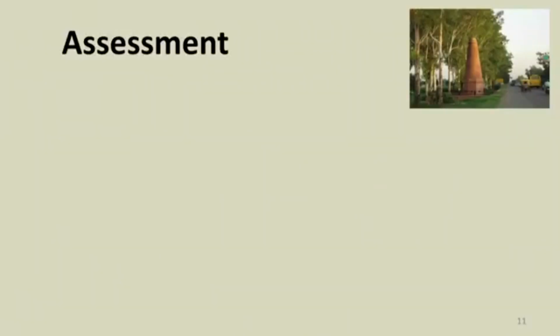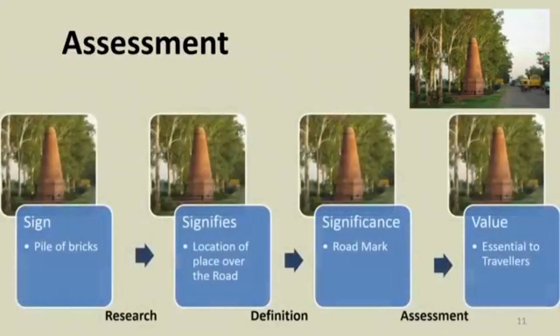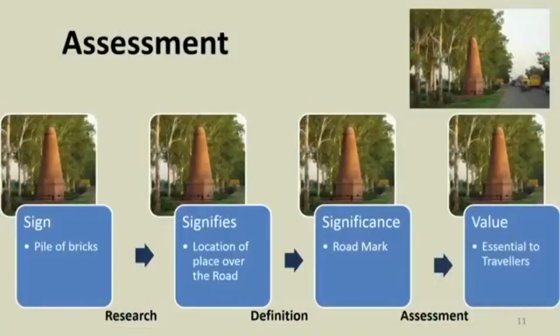So, let us see how we assess the Coast Minar. First of all, as it is a sign, it is just a pile of bricks put in a very specific form, and it signifies the location of that particular place or the distance over the road. That should come from the research, showing how these independent structures, or a series of them, are important, and that establishes the definition, because the Coast Minar signifies a location, but the significance is that it is a road mark.